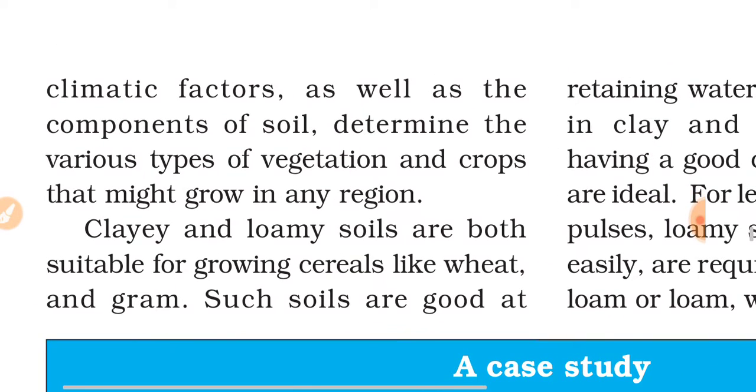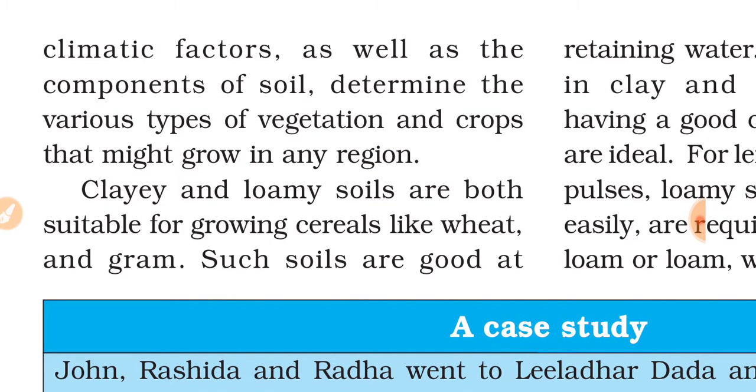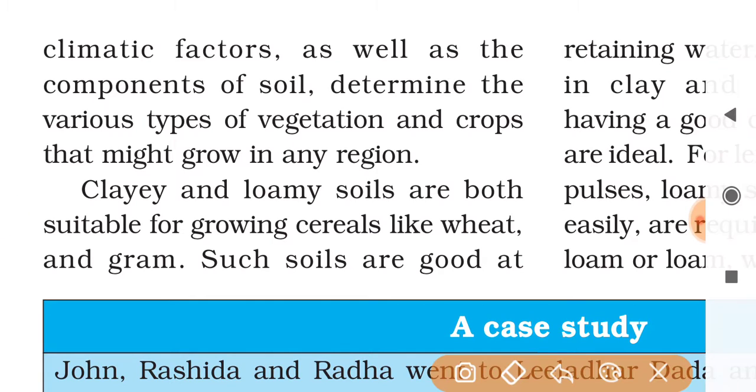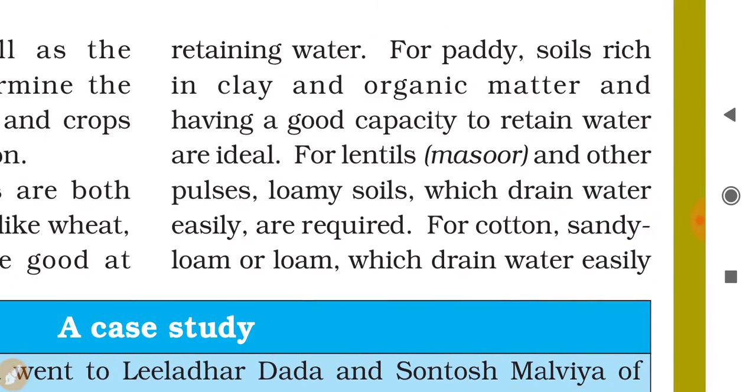The climate factors as well as the components of soil determine the various types of vegetation and crops that might grow in any region. Clay and loamy soil are both suitable for growing cereals like wheat and gram. Okay, clay and loamy soil. Clay soil is good at retaining water. For paddy, soil rich in clay and organic matter and having a good capacity to retain water are ideal.